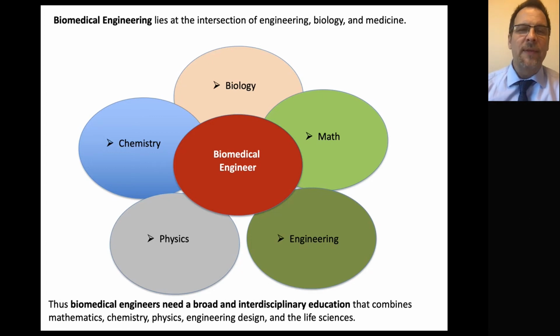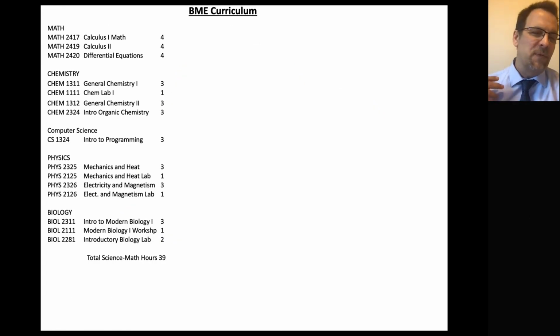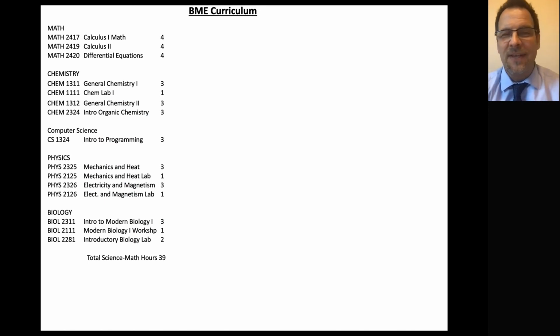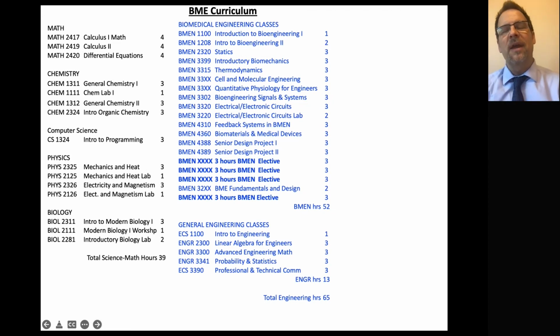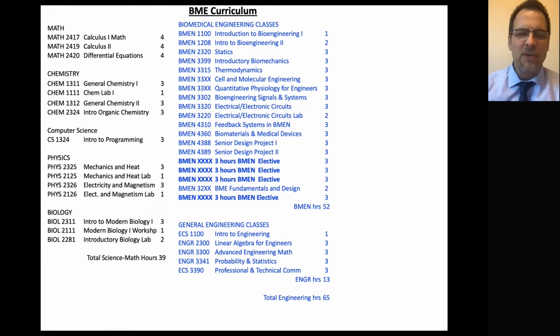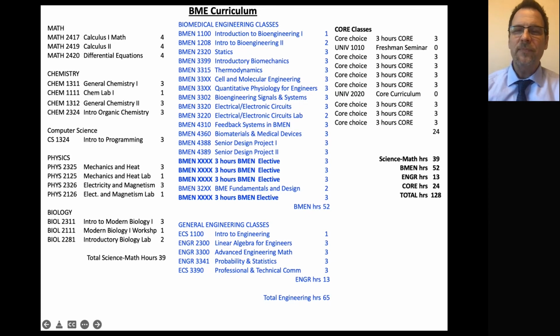And so with that, just a brief overview of the curriculum that you're going to take. As I said, you're going to take math classes, chemistry classes, physics, biology classes. You're going to have a number of biomedical engineering courses. These are required courses, but then you're also going to have some opportunity to take some elective courses, and I'll talk a little bit about some of those. You'll take some general engineering courses, and then there's some core courses that the university requires. So you're going to take a total of 128 credit hours.